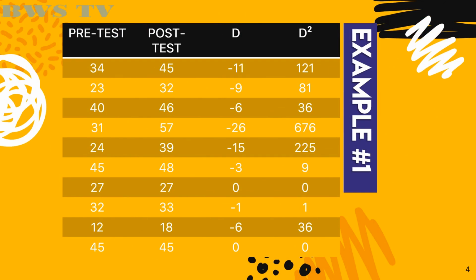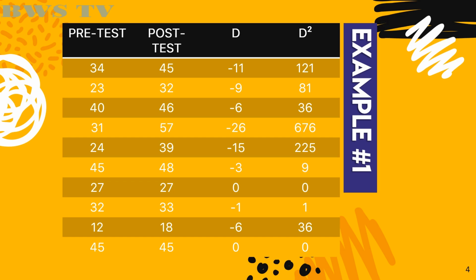Our first example. Let's just say the pre-test and the post-test values are already given. So what we have to do is find the difference between the two, such as 34 minus 45 equals negative 11. 23 minus 32 equals negative 9. 40 minus 46 equals negative 6, and so on. Once we have all those values, we can proceed to the next column, which is d squared. All we have to do is square the value in the d column, such as negative 11 becomes 121.